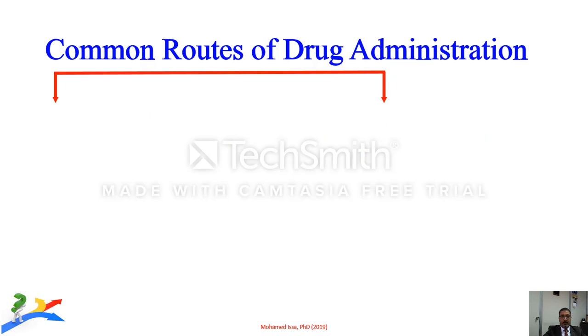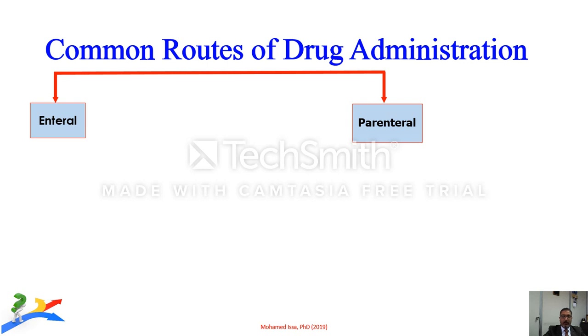So, if we can ask a question, what are the common routes of drug administration? In general, we have two main types, two main categories. First category is enteral, which means that the drug is going to be introduced to the body through the GI tract, the gastrointestinal tract. The second category is parenteral. Parenteral in general means that the drug will be introduced to the body through routes other than the enteral routes or other than the GI tract.